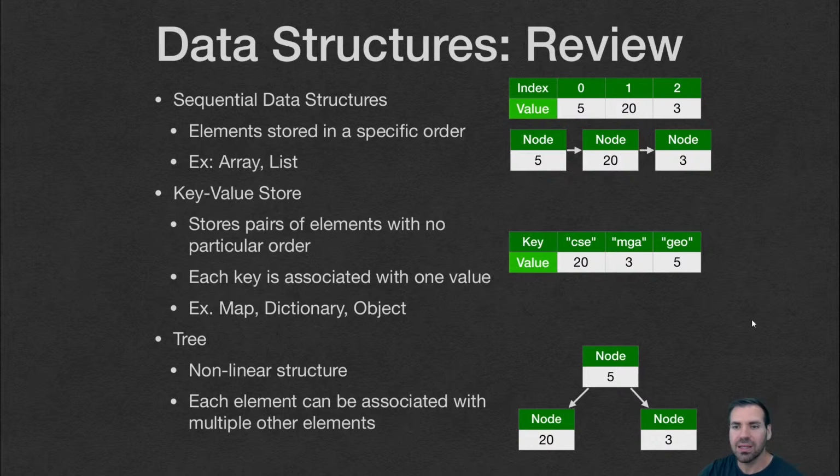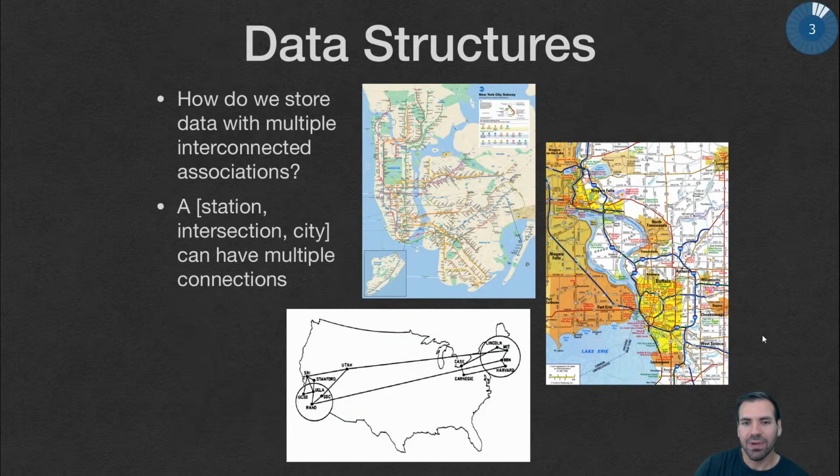So that's the data structures that we have so far. And then we're given this type of data. We're given data like the subway system in New York City, where we have stations and then trains connecting certain stations. We have road systems. We have intersections with roads connecting certain intersections.